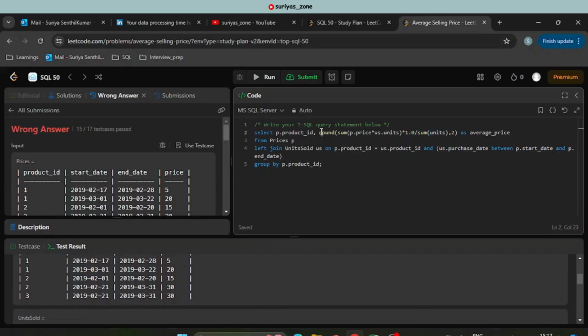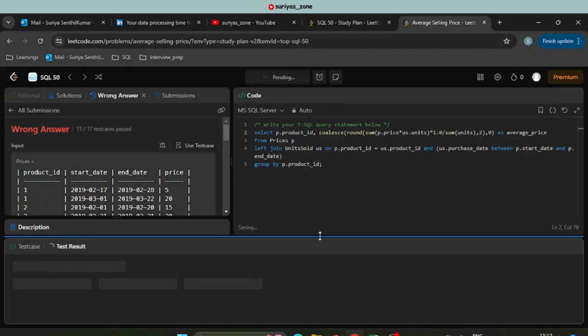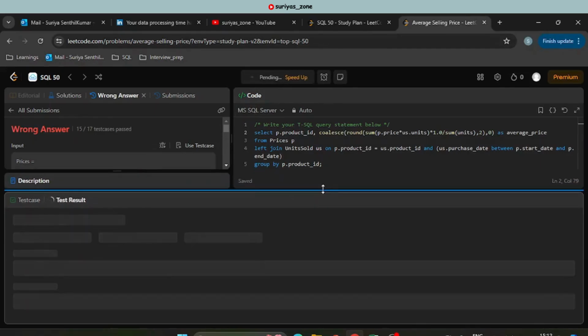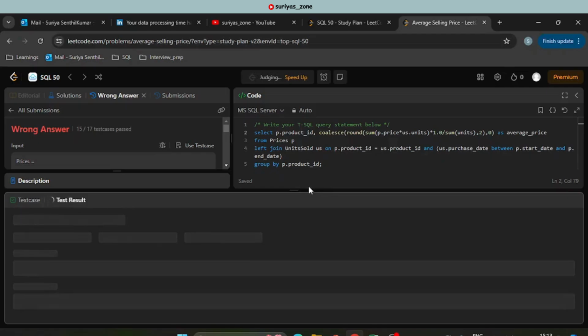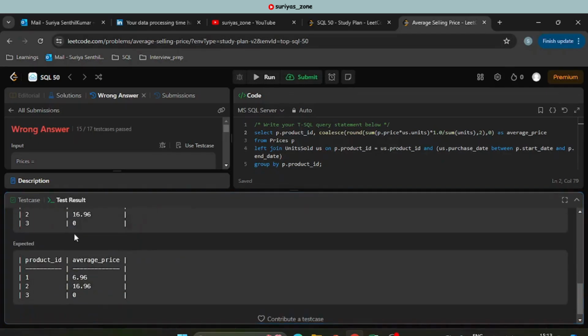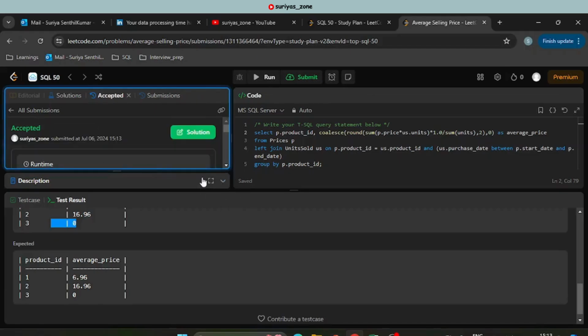So what we can do is either use the isNull function or use the coalesce function, coalesce comma 0, that's it. Let me run this. Yeah, it has accepted our solution now. Let me submit to check whether all other hidden test cases are passing or not. Cool. Now it has accepted our solution, guys.